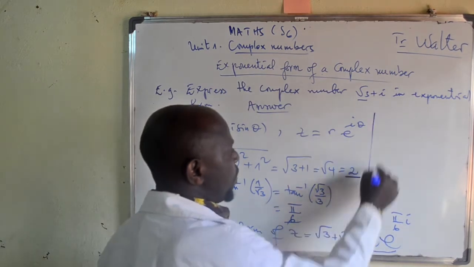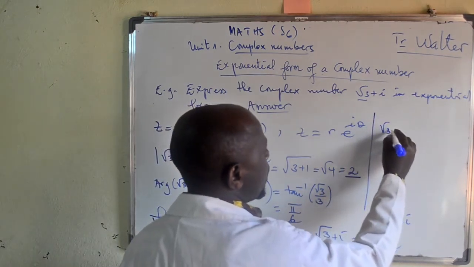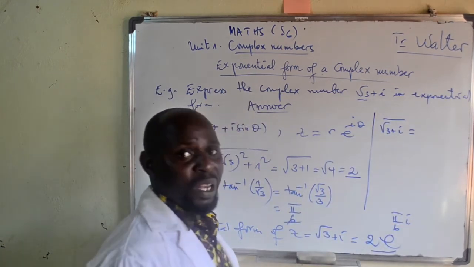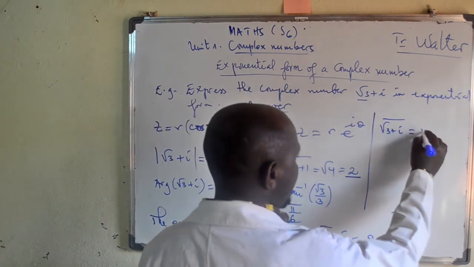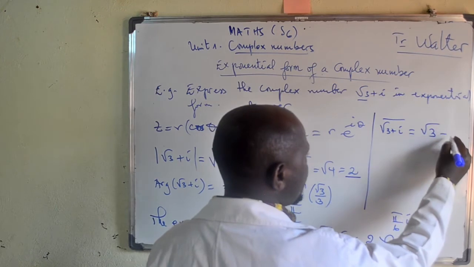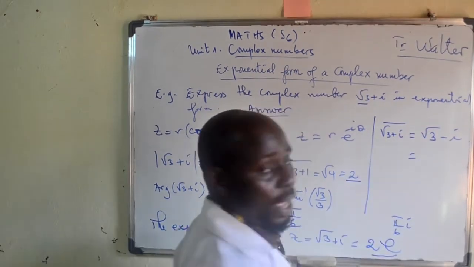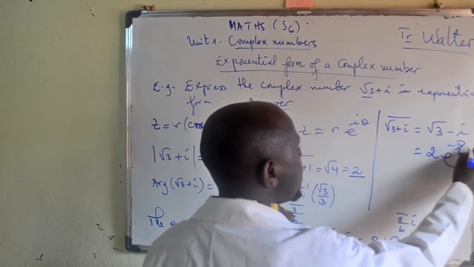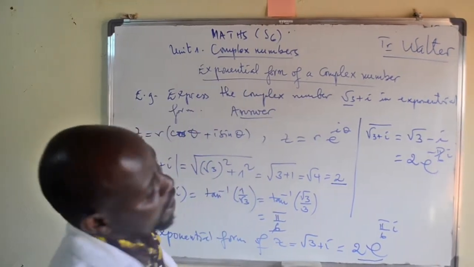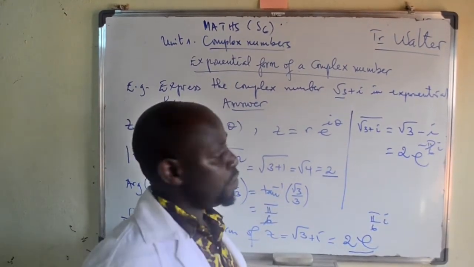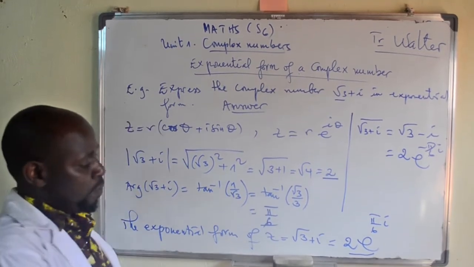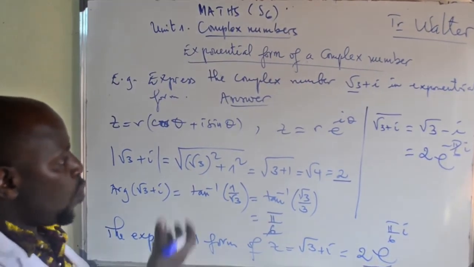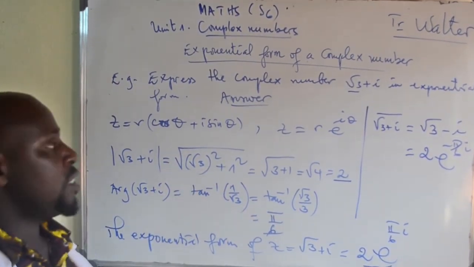We can also be asked to find its conjugate in the exponential form. The conjugate of this number, in algebraic form, is square root of 3 minus i. And now in the exponential form, this will be 2e power negative pi over 6 times i. What changes is just the argument, which becomes negative. This is how we find the exponential form of a complex number. Now I invite you to look through this so you can understand it.